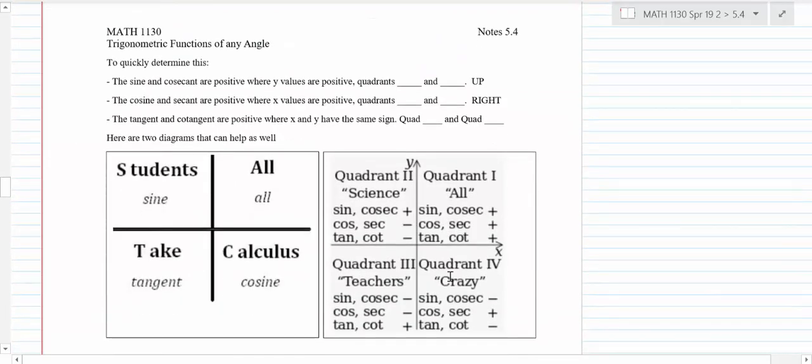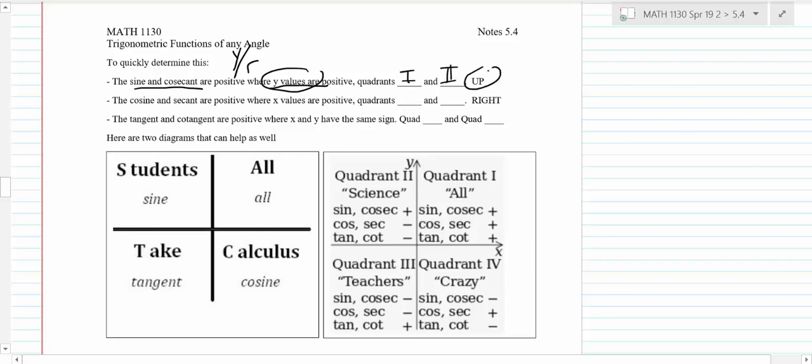Here's how I figure this out. This is what I do. To me, this is the simplest thing I've come up with anyway. First of all, the sine and cosecant depend on y values. So where is y positive? The sine is positive where y is positive. Where's y positive? Up there, right? So what you would find is the sine is going to be positive where y is positive, so that would be quadrant 1 and quadrant 2, like that.